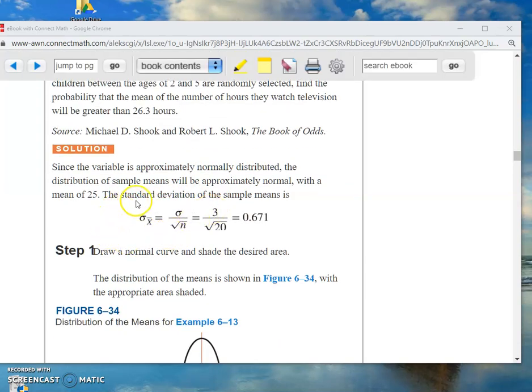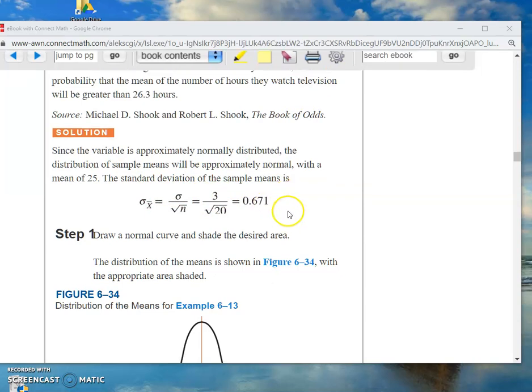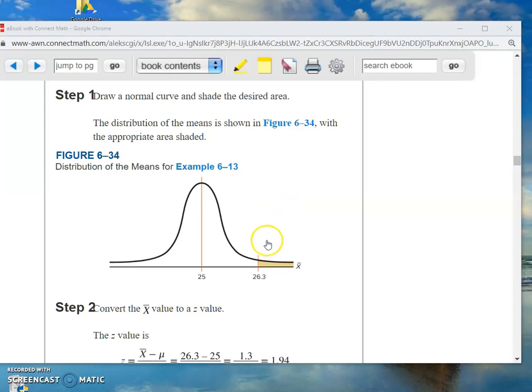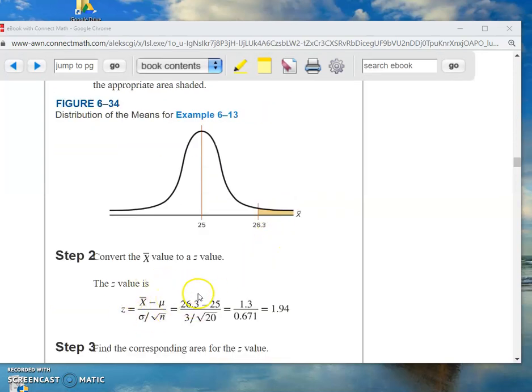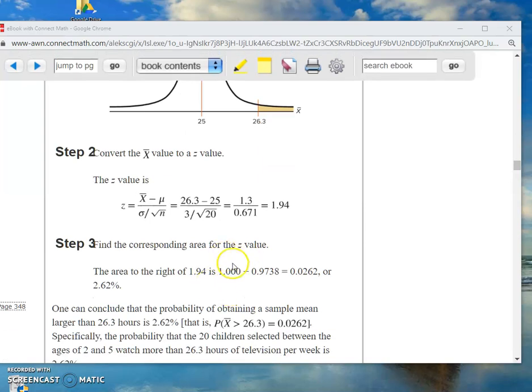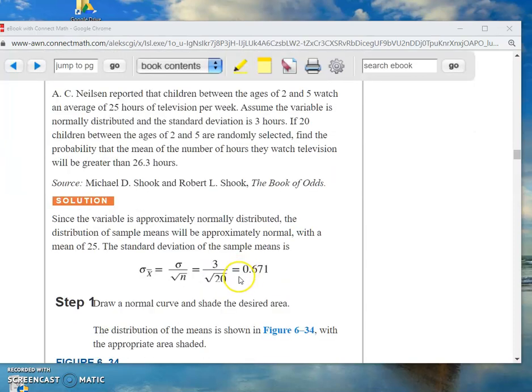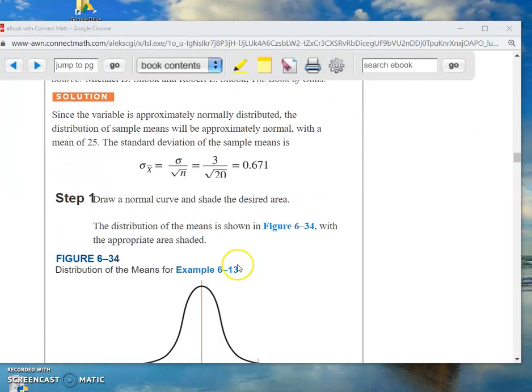it has a mean of 25, and a standard deviation of the sample mean. So remember the sample means, that's the X bars. So the distribution of the X bars is this. Okay, there's the number. So you draw the normal curve just exactly like we did before. Okay, you find the z value. Okay, find the corresponding area, the area to the right. Okay, so it's 2.62%. So therefore we can come up with this conclusion. So you work your way through that. I hope I helped you there, but that's what's going on with these things, and that's the end of this tape.